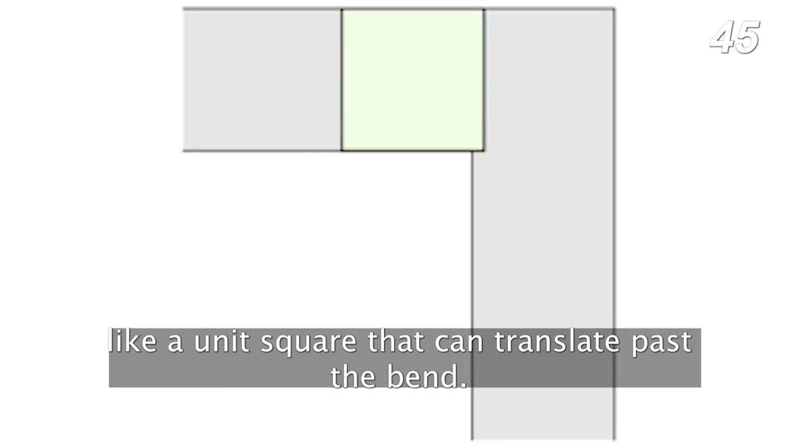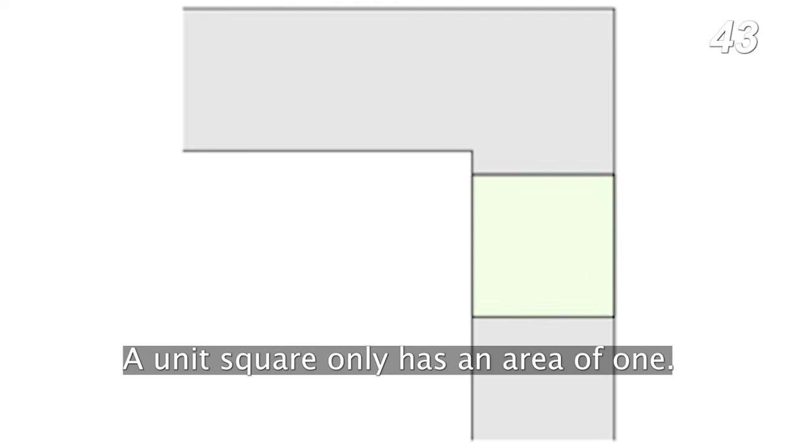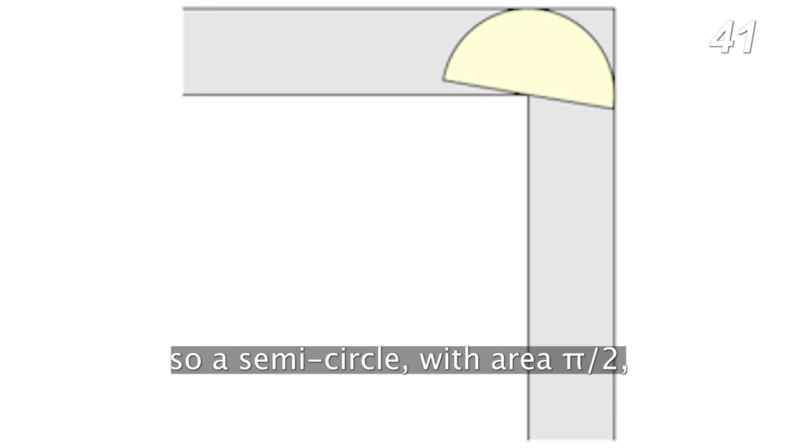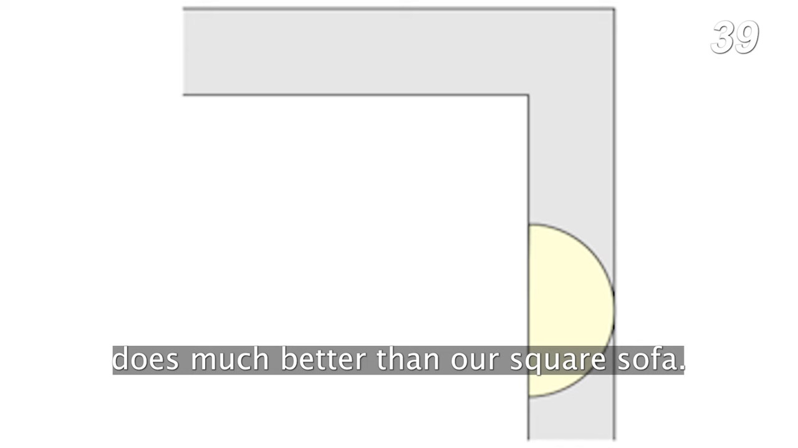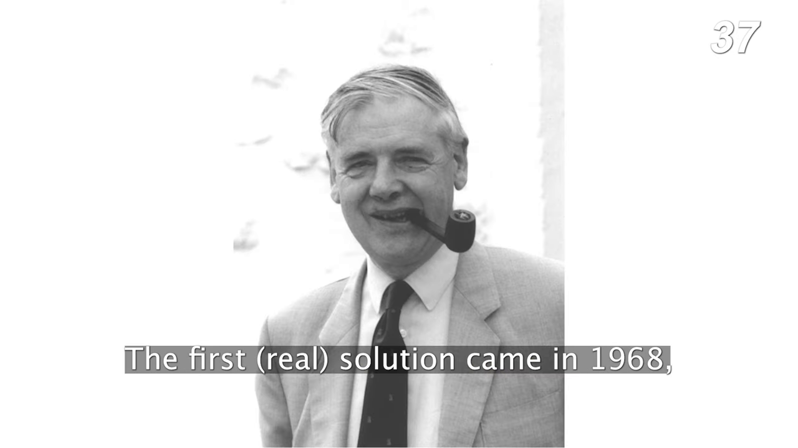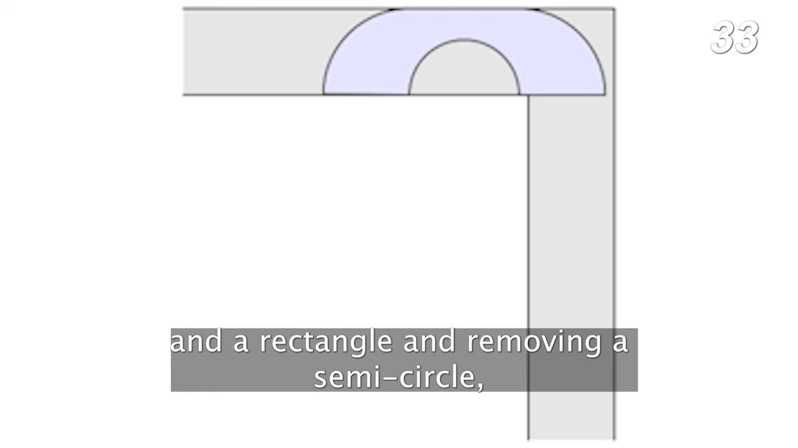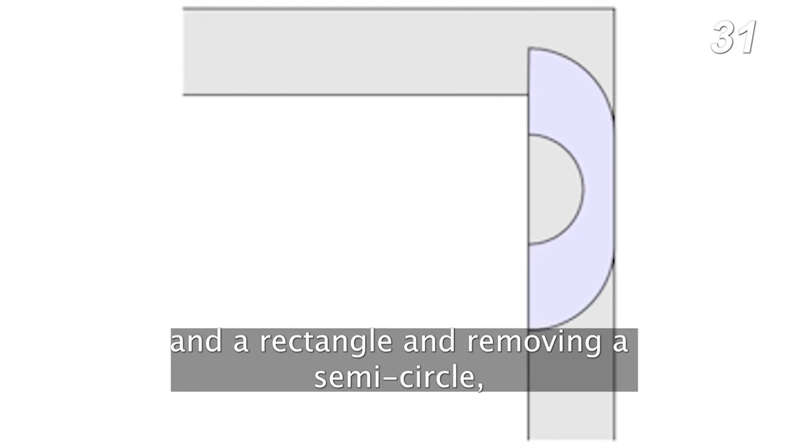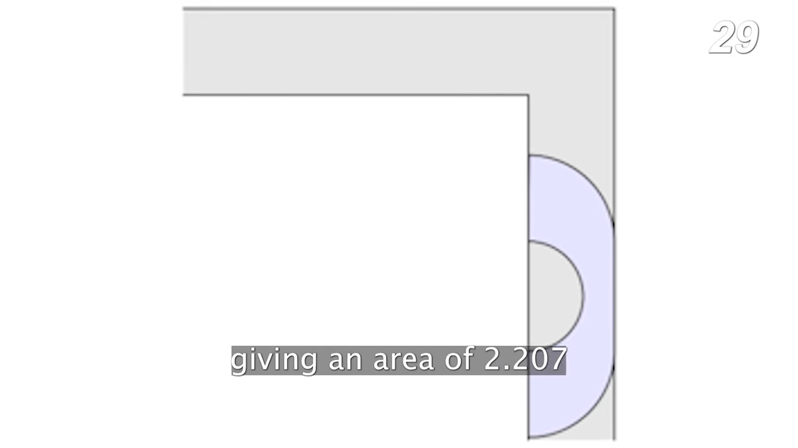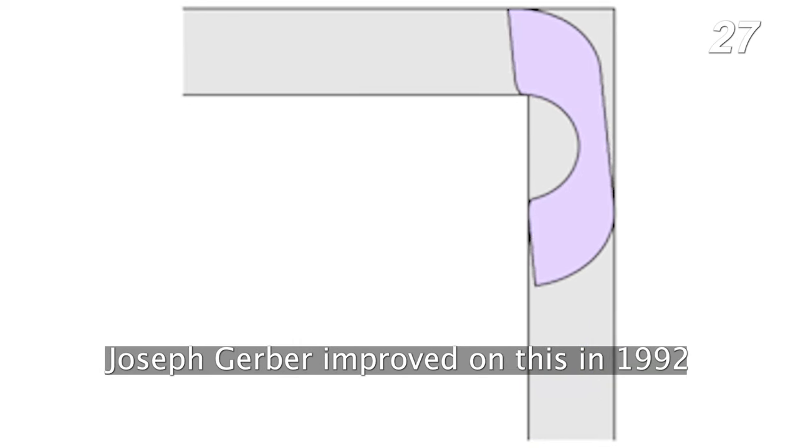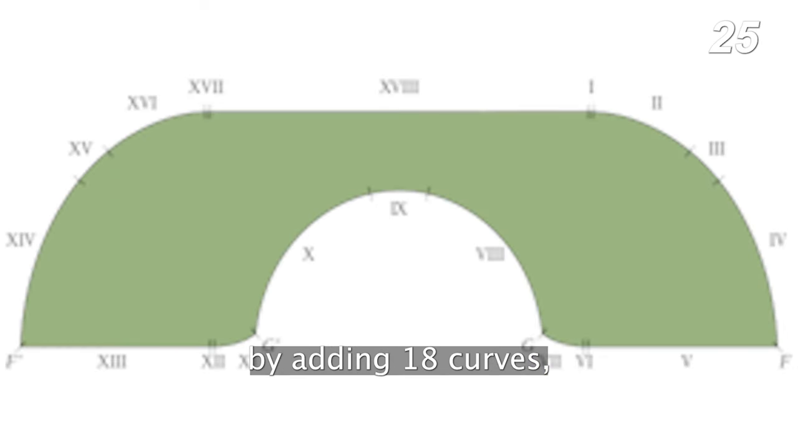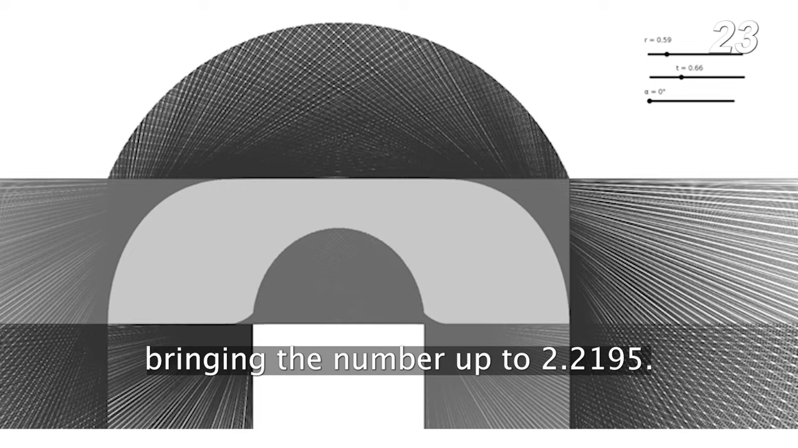Like a unit square that can translate past a bend. A unit square only has an area of 1, so a semicircle, with area pi over 2, does much better than our square sofa. The first solution came in 1968, from mathematician John Hammersley, combining two quarter circles and a rectangle and removing a semicircle, giving an area of 2.2074. Joseph Gerver improved on this in 1992 by adding 18 curves, bringing the number up to 2.2195.